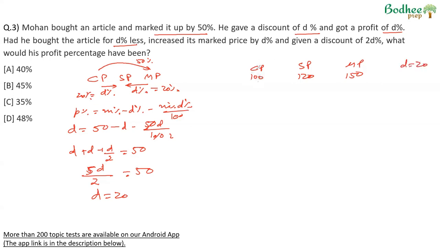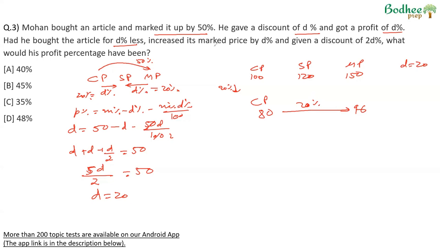I'm assuming this 100, increase it by 50% for 150, discount of 20% or a profit of 20% will give selling price 120. Now, had he bought the article for D% less, so the cost price is 20% less than 100, which would mean cost price is 80. He increased his marked price by D%. 80 increased by 20% would be 96.